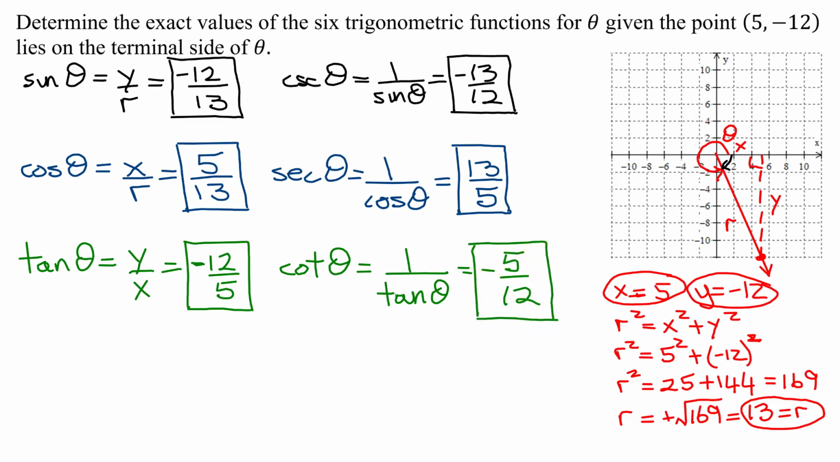And just to check, this angle terminated in quadrant 4. Which are the two trig functions you expect to be positive in quadrant 4? That's the cosine function, it was positive, and the secant function. Was everybody else negative? Yes, so that's a good check to see if you have your signs correct.